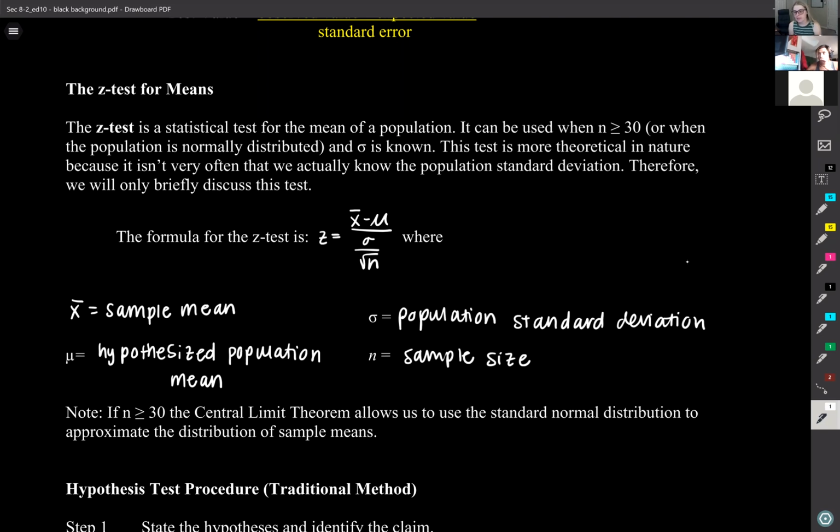If you remember when I was giving some scenarios in the last section, we talked about the weight of newborns. When that researcher said that she thought the weight would be over 8.6 if the moms took vitamins instead, that hypothesized population mean would be 8.6, because that's what she hypothesized. It would be bigger than that.